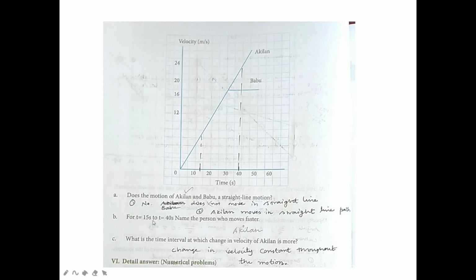For t is equal to 15 second to t is equal to 40 second, name the person who moves faster. Agilan moves faster. By simply looking, you can analyze that Agilan moves faster. What is the time interval at which change in the velocity of Agilan is more? Change in velocity is constant throughout the motion.